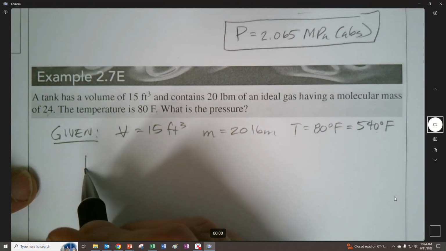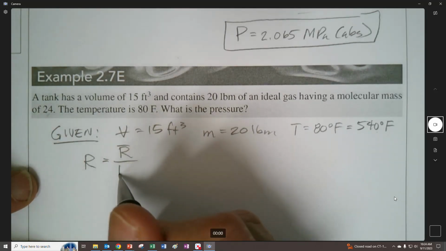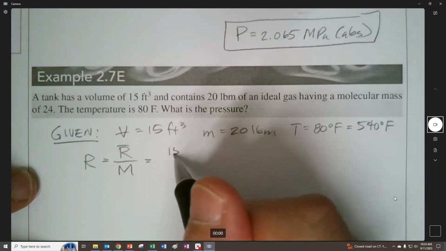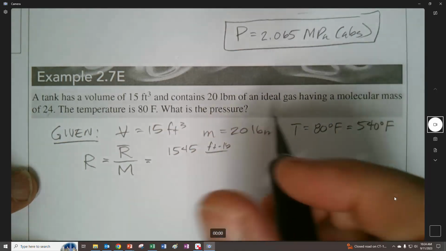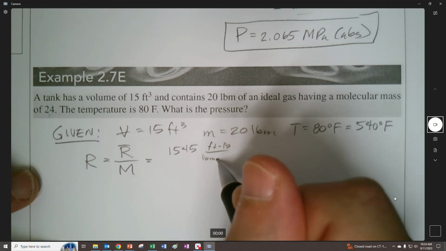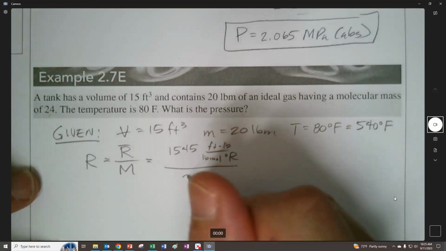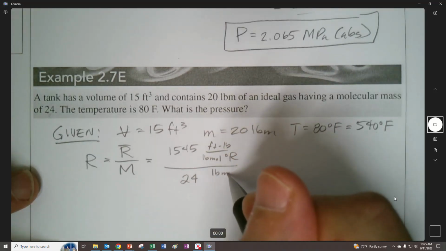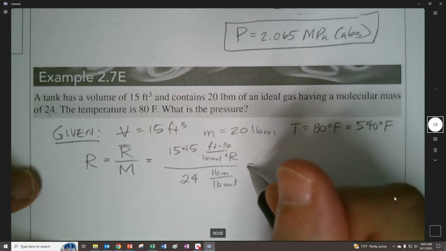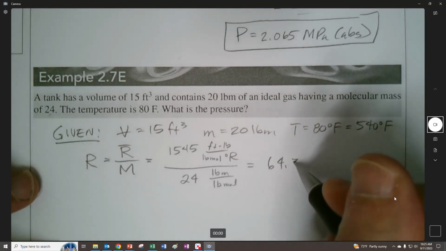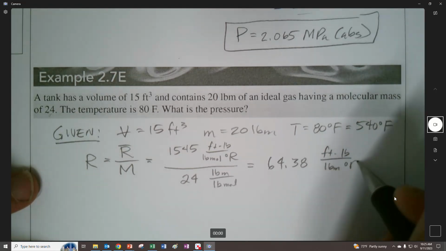And then we want to get the gas constant. We take the universal gas constant and divide it by molecular mass. So you get 1545 foot pounds per pound mole, which is a new one to me, degree Rankine, and divide it by this 24 pound mass divided by pound mole. Which doesn't make sense to me that it's the same. 64.38, and these are foot pounds per pound mass, degree Rankine.